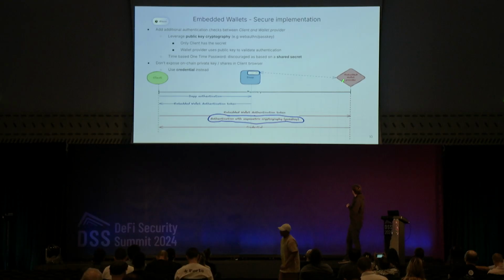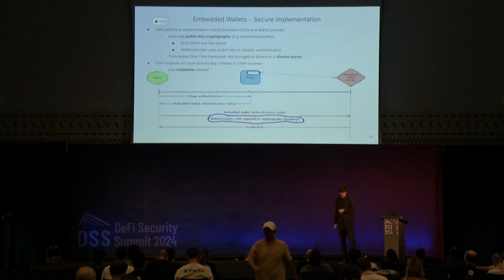You're not interacting with a secure implementation. So now if you ever want to develop an embedded wallet experience, my advice for a secure implementation is two things. The first thing is to leverage public key cryptography as much as possible. You want the client to have a private key, not necessarily linked to the on-chain private key, and you as an embedded wallet provider only have the public key, and you only use this public key to validate authentication.